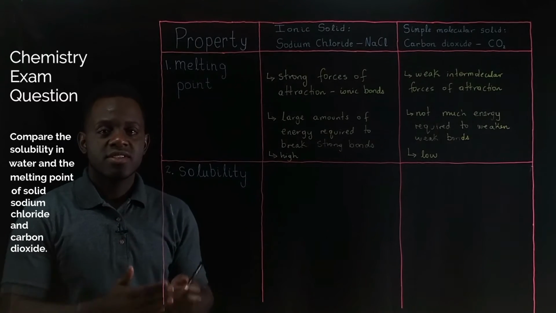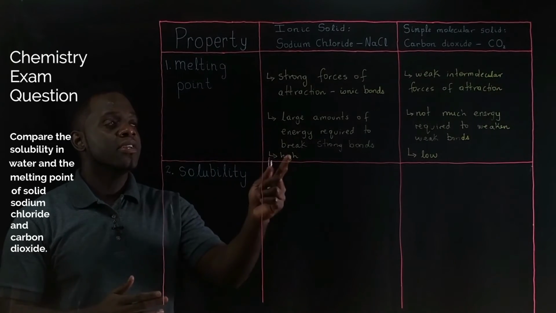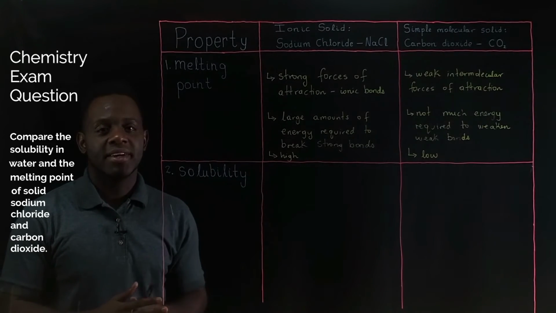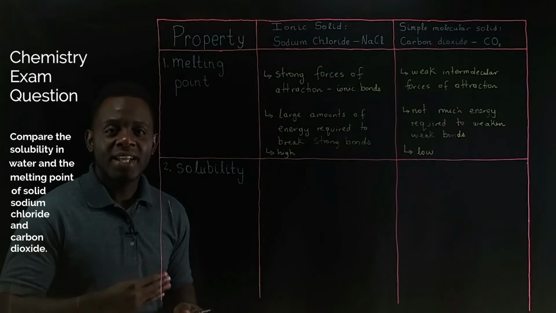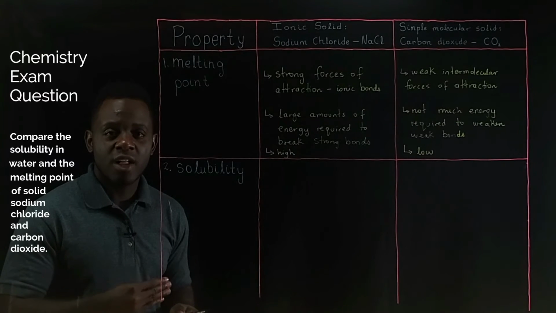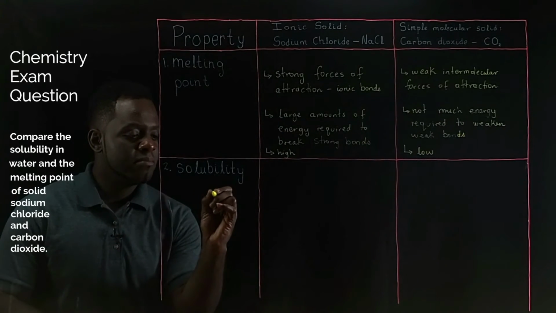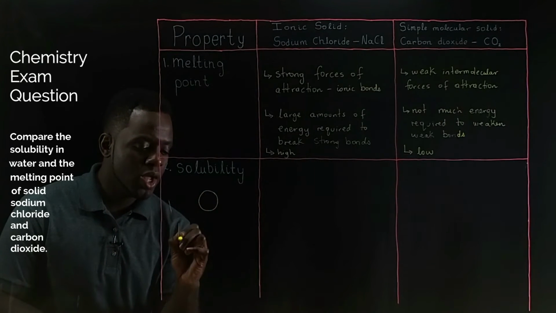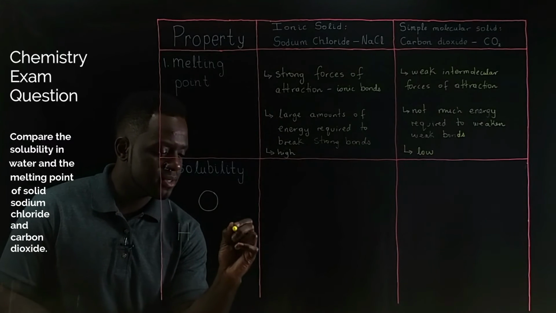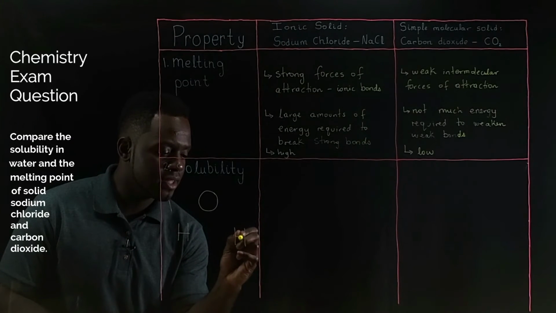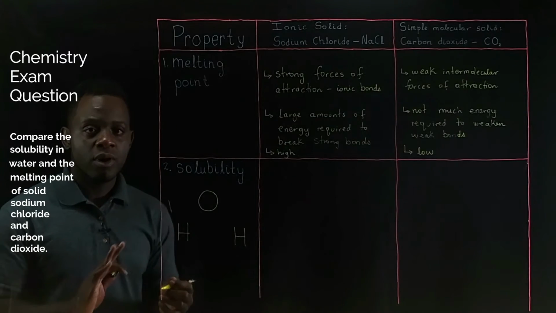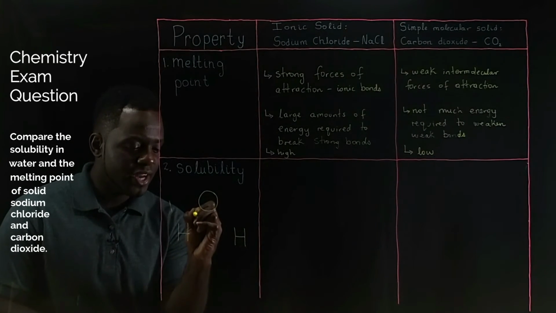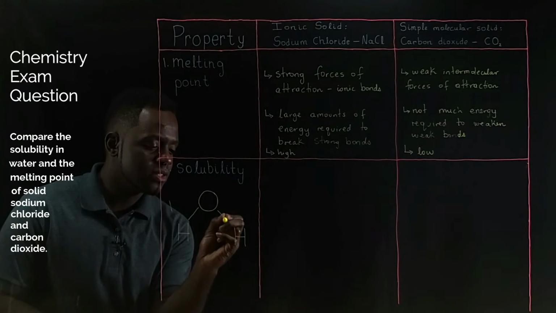Let's now discuss the solubility of ionic solids in comparison to the solubility of simple molecular solids. So let's discuss water as a solvent. Water is made up of oxygen and 2 hydrogen atoms. H2O is the formula for a molecule of water. Now, the oxygen is bonded to the hydrogen, and that will be represented by these two lines.